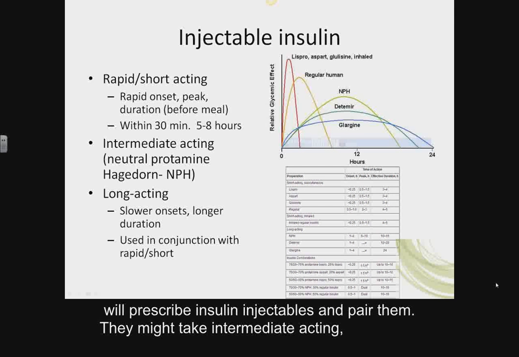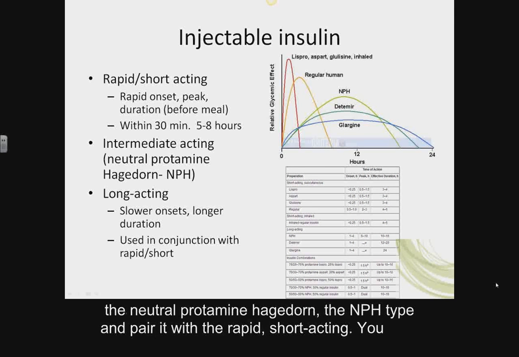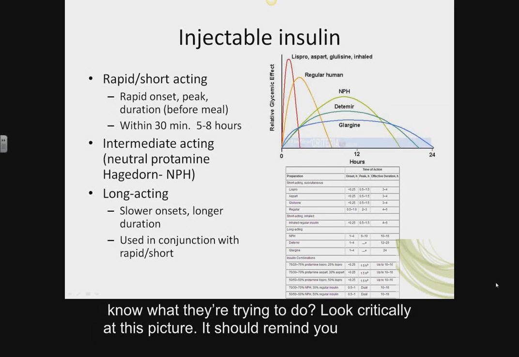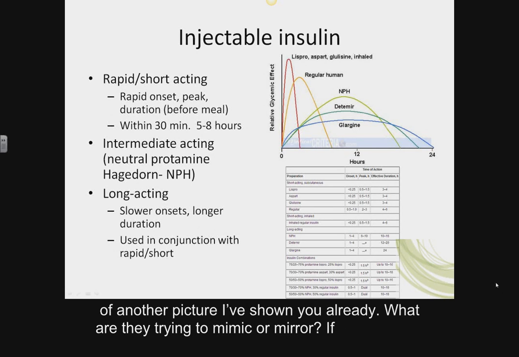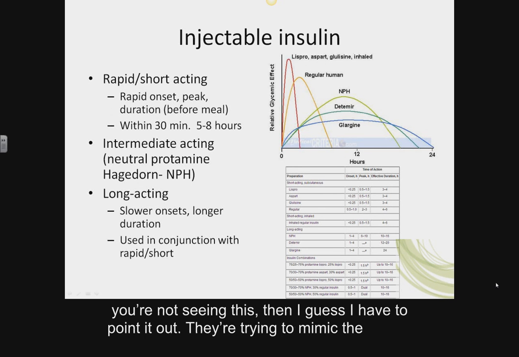Sometimes physicians will prescribe insulin injectables and pair them. They might take intermediate acting, the neutral protamine Hagedorn, the NPH type, and pair it with a rapid short acting. You know what they're trying to do? Look critically at this picture. It should remind you of another picture I've shown you already. What are they trying to mimic or mirror? If you're not seeing this, then I guess I have to point it out.